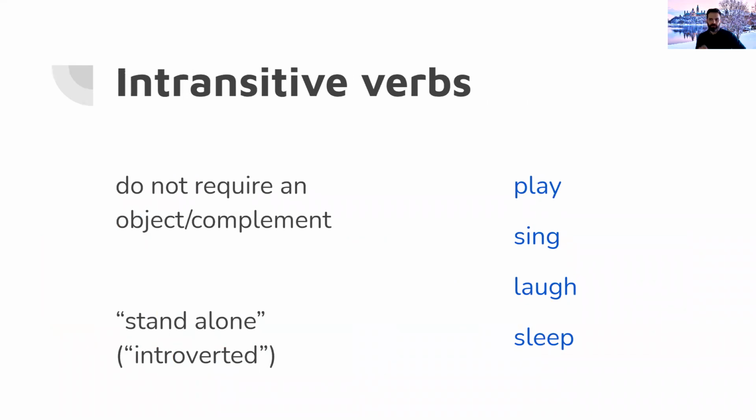So let's talk about intransitive verbs. Intransitive verbs are verbs that don't require an object or a complement. We can think of them as standalone verbs. Maybe it might help you with the "in" in intransitive. You can think about the "in" in introverted and think about these as verbs that don't want to be with anyone else. They're comfortable being alone. Okay? So examples could be play, sing, laugh, and sleep. A subject could do these verbs without anything else in the sentence.